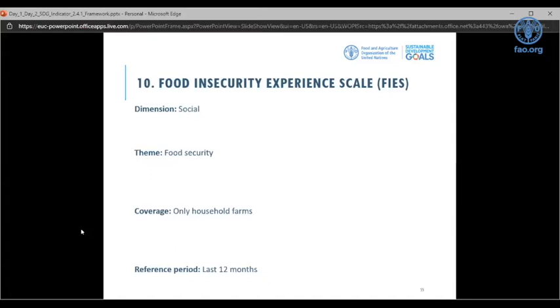The FIES questions refer to the experience of an individual respondent, or of a respondent household as a whole. Now, these questions focus on self-reported food-related behaviors and experiences associated with increasing difficulties in accessing food due to resource constraints, as I just explained.